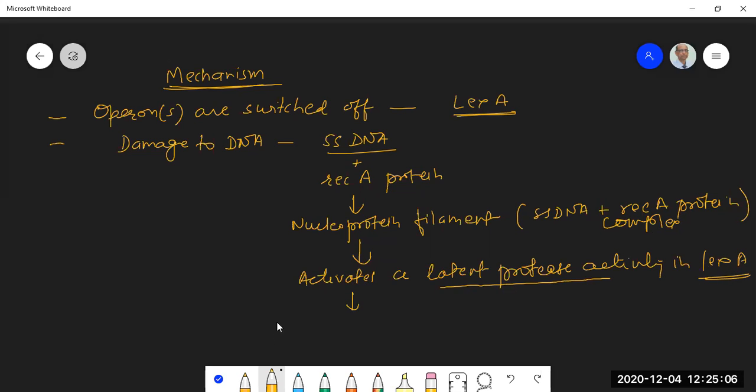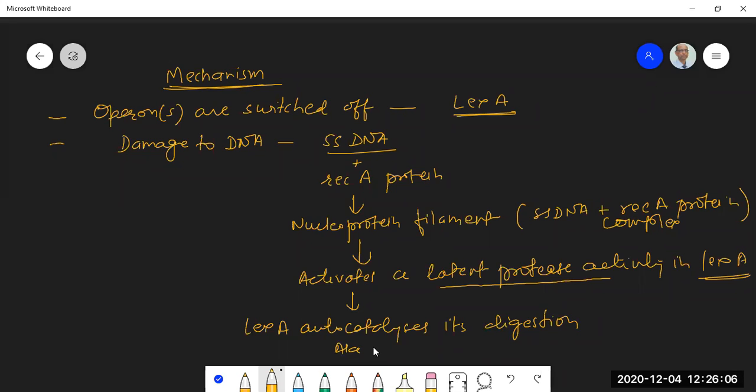And LexA autocatalyzes its own digestion. Initially, it was thought that it is the RecA which has the protease activity and is responsible for cleaving the LexA repressor. But somewhere in the mid-80s, it was found out that it is not the RecA, rather it is LexA itself. It has a latent protease activity which gets activated in the presence of that nucleoprotein filament, the ssDNA RecA protein complex, and this LexA autocatalyzes its own cleavage, its own proteolysis. What does it do? It cleaves a particular bond between alanine 84 and glycine 85.